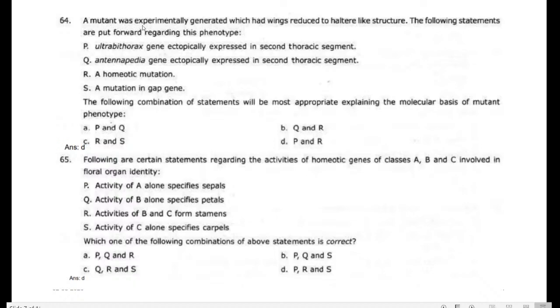Then a mutant was experimentally generated which had wings reduced to haltere-like structures. This is another important concept, involving the Ultrabithorax gene, and it is also involved in the homeotic mutation. The mutant we want to generate experimentally had wings reduced to haltere-like structures. If you are a biology student, you know this haltere structure. The halteres are in these flies.